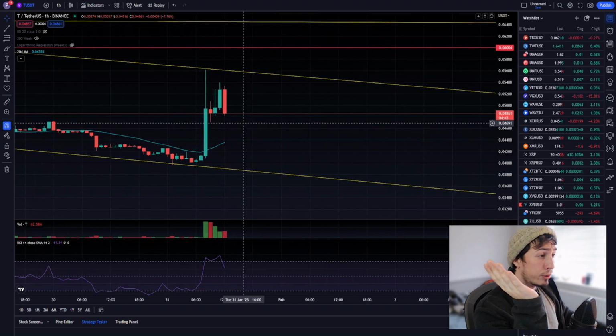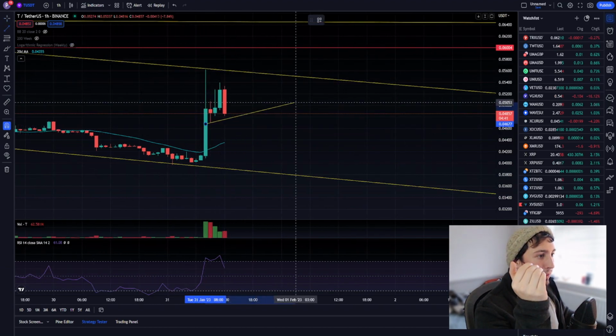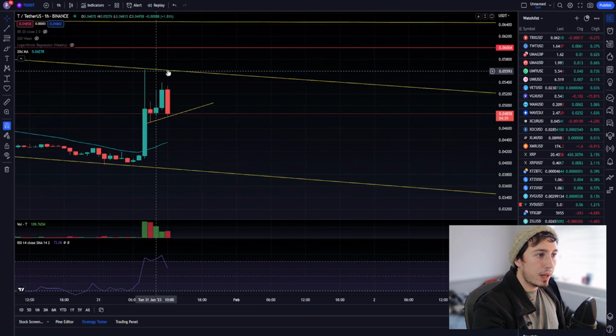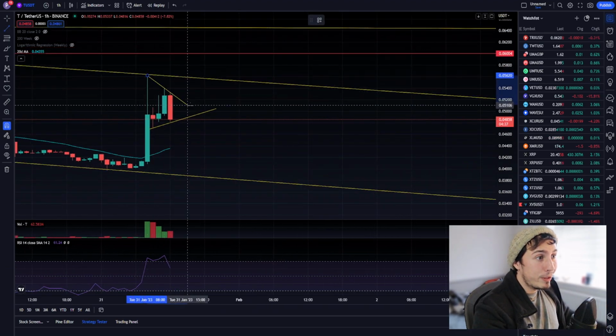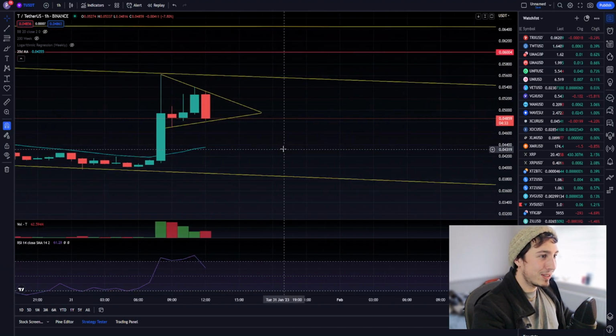Moving into the 1 hour, we're producing some higher lows and lower highs. So it's starting to look a bit like a symmetrical triangle formation here. But again, guys, it's all speculative. We don't know what truly is going to happen. But let's keep an eye on it because this looks exciting right here.